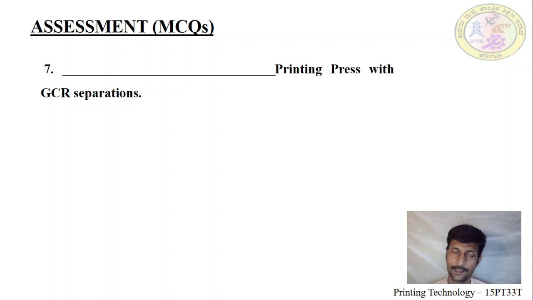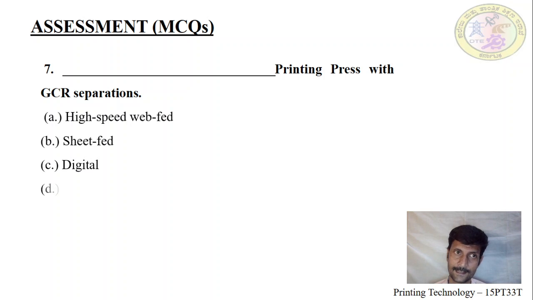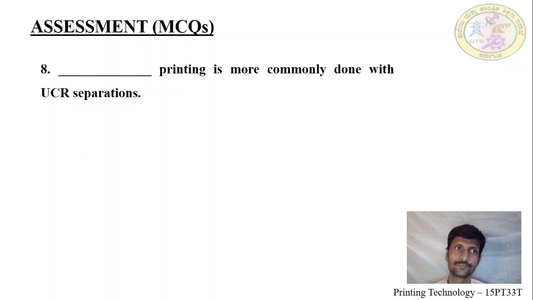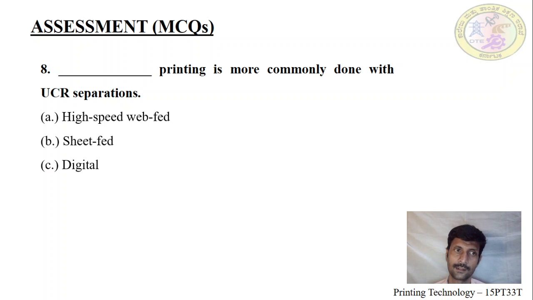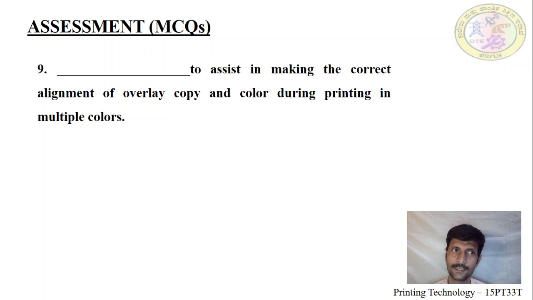Next question. Dash printing press with GCR separation. High speed web offset, sheet fed, digital, or none of the above. Where it is used, the gray component replacement is normally used in high speed presses. Next, dash printing is more commonly done with UCR separation to maintain a neutral balance. High speed web fed offset presses, sheet fed, digital, or none of the above.